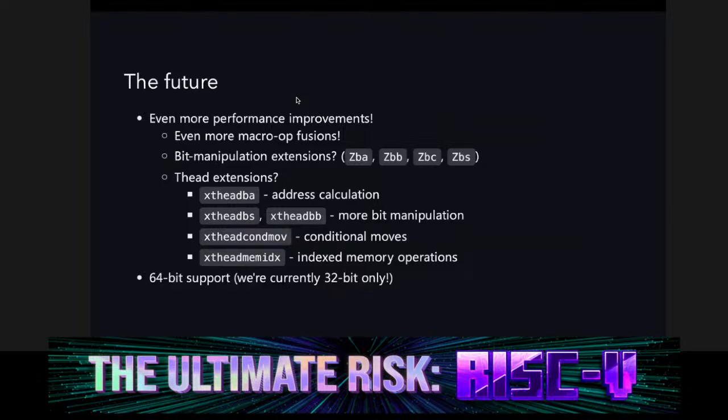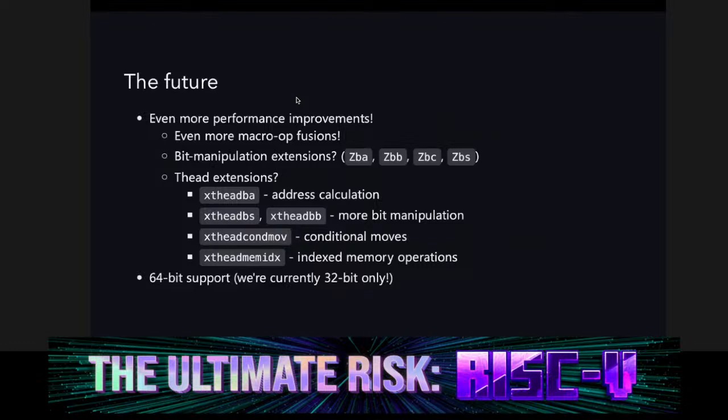So, even more macro fusions. We're currently fusing essentially only immediate loads, but there are quite a bit of other macro fusions we could be doing, which could improve performance. There are also a bunch of other RISC-V extensions which we could implement. Currently, we're just supporting the M extension, which is the multiplication extension, and besides that, we are plain vanilla baseline RISC-V.